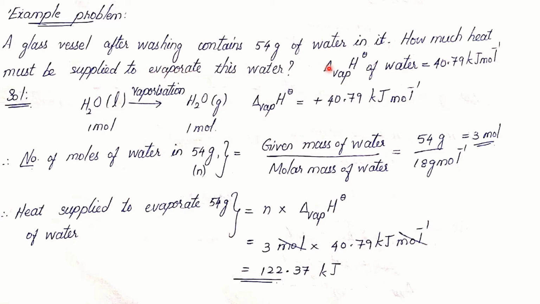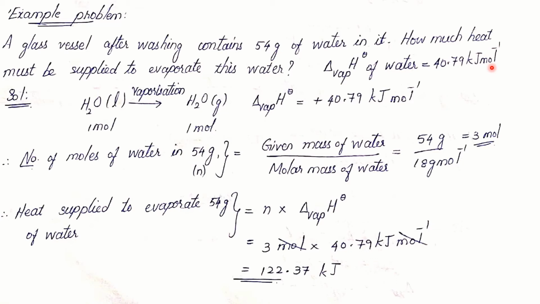The standard enthalpy of vaporization in this problem is given as 40.79 kilojoules per mole. That means 40.79 kilojoules of heat is required to convert 1 mole. Per mole means 1 mole. So this much heat is required to convert 1 mole of water in the liquid state to 1 mole of water in the gaseous state at constant temperature and pressure.